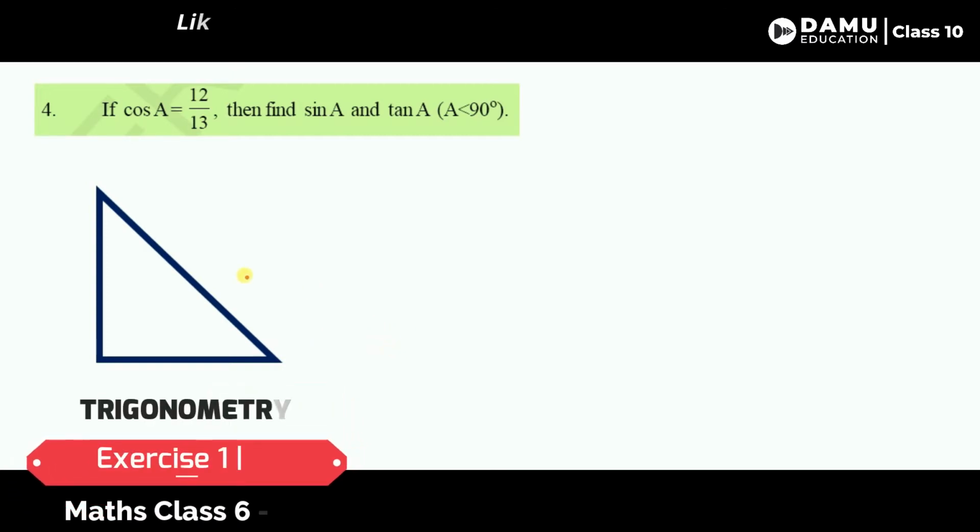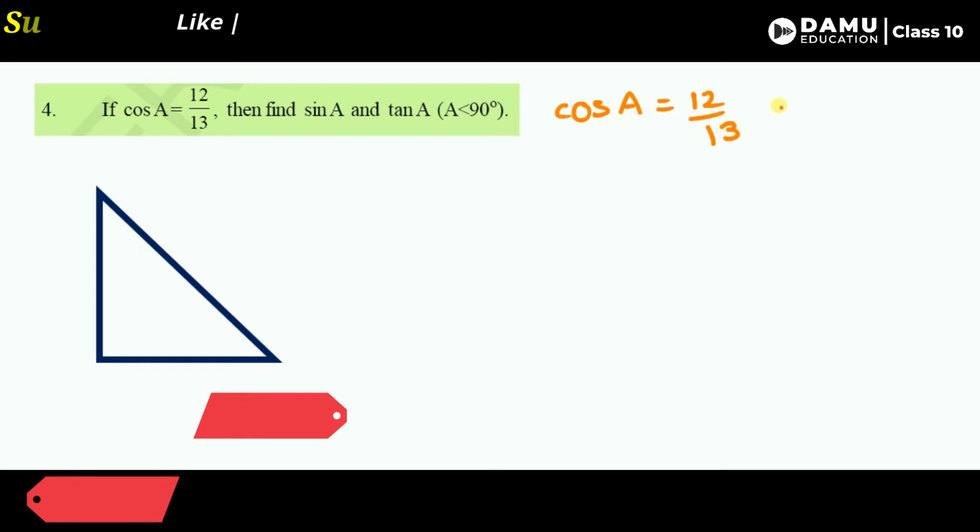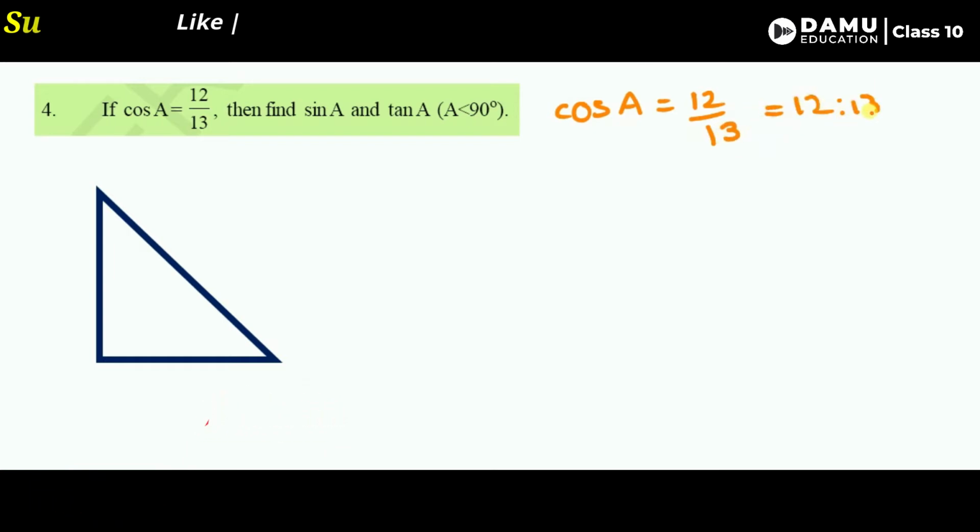So in this session, we are going to discuss our fourth question. What is that? If cosine theta will be equal to 12 by 13. So that is a ratio. So it is like cosine theta, that is cosine A, angle A. So cosine A will be equal to 12 by 13, that will be equal to 12 is to 13. This is in the format of ratio. Don't think these are the exact values. So for this, find the sine A and tangent A, A less than 90 degrees.